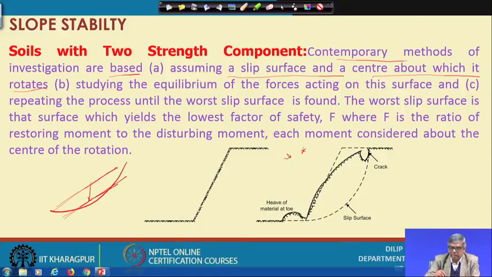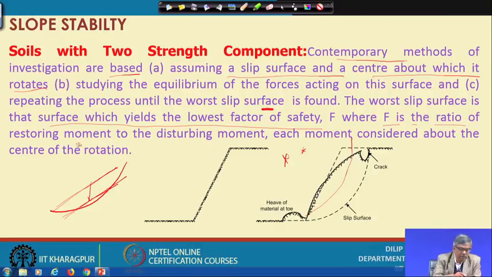Similarly, I will consider another center and another failure surface, and again find out the factor of safety. Like that, we assume different trial slip surfaces with different centers and find the slip surface for which we get the minimum factor of safety. That is the conventional way of doing slope stability analysis, repeated until we get the critical slip surface. The worst slip surface is that which yields the lowest factor, so the slip surface is critical when the factor of safety becomes minimum.